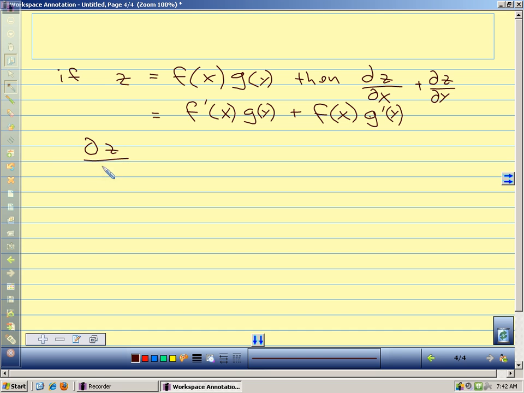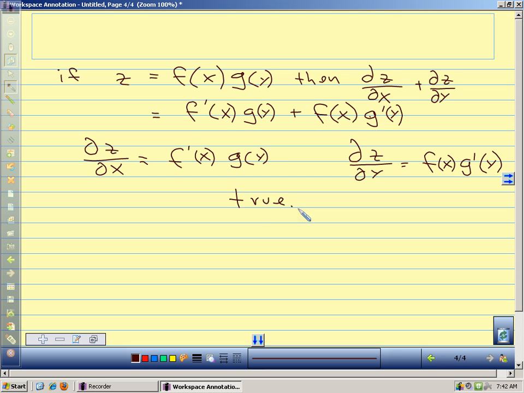dz dx. The partial of z with respect to x, let's calculate that. What do we get? F prime of x times g of y. G is just a function of y, so this is just a constant. dz dy is what? F of x, because that's just a constant, times g prime of y. And if we add these two together, we get this. So that one is true.